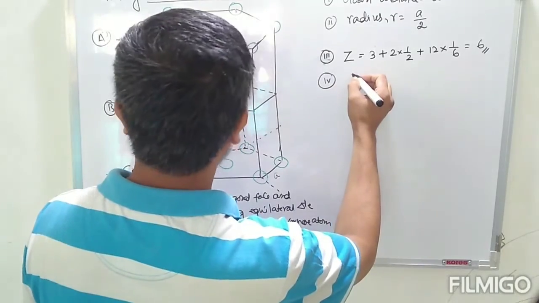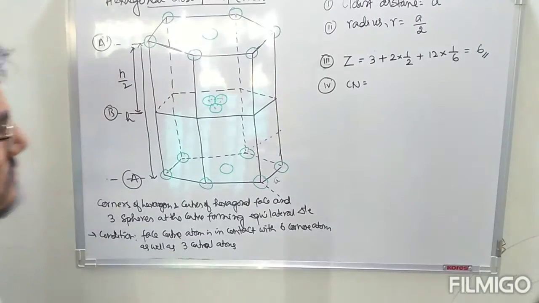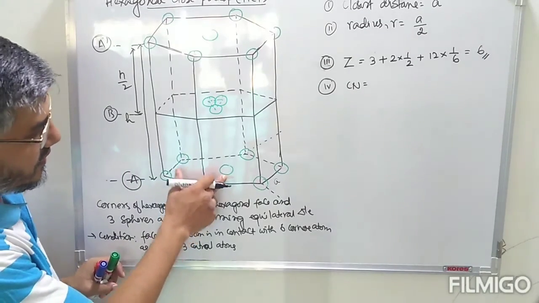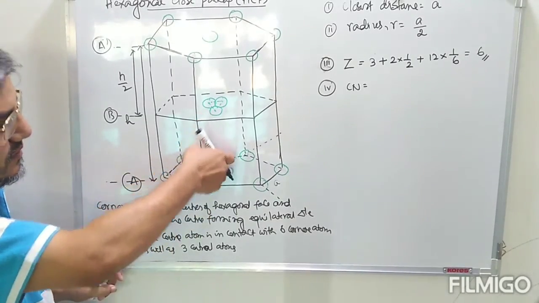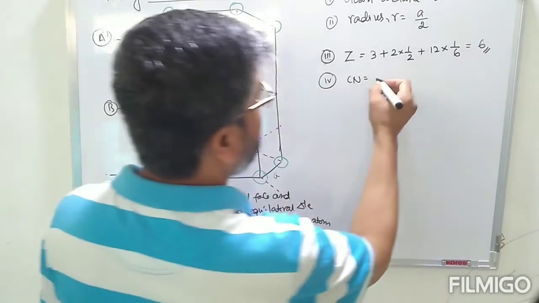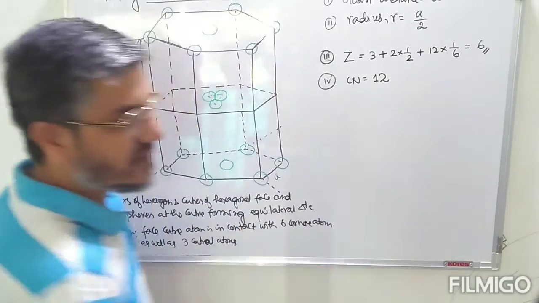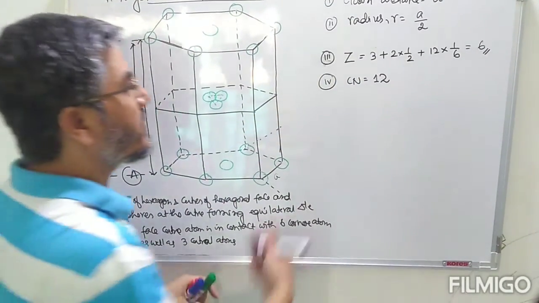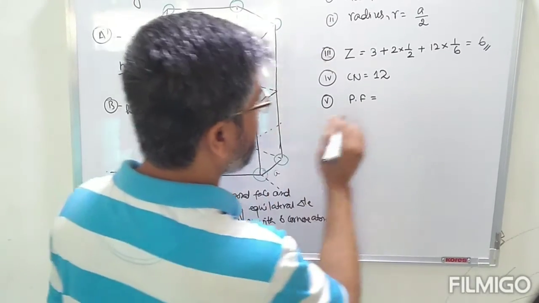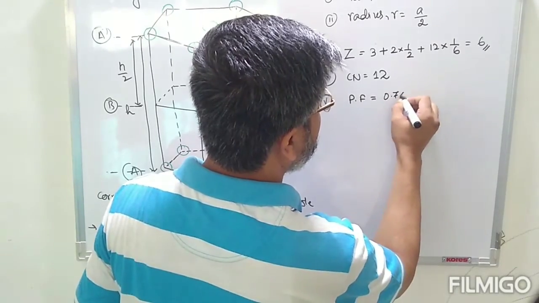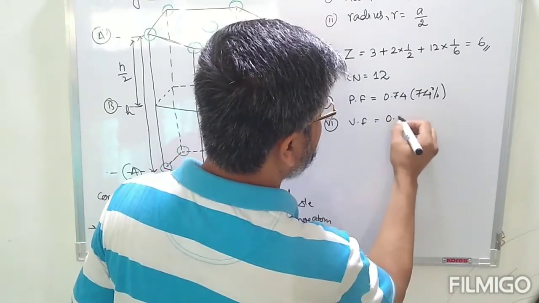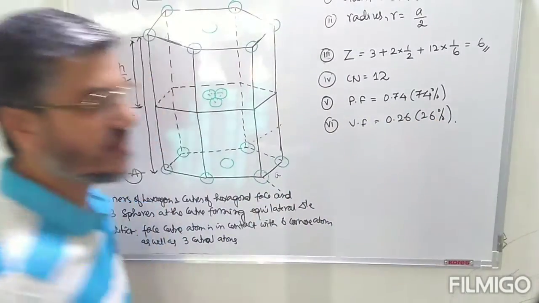While considering this, the coordination number of hexagonal close packing: this sphere is in contact with 6 corner atoms plus 3 above the plane plus 3 below the plane. So this atom is in contact with 12 atoms at the closest distance. So the coordination number is 12. Now this coordination number is exactly identical to that of FCC. If the coordination number is the same, then the packing fraction will also be the same. So in hexagonal close packing, the packing fraction is again 74%. If this is the packing fraction, then the void fraction is 0.26 or 26%.